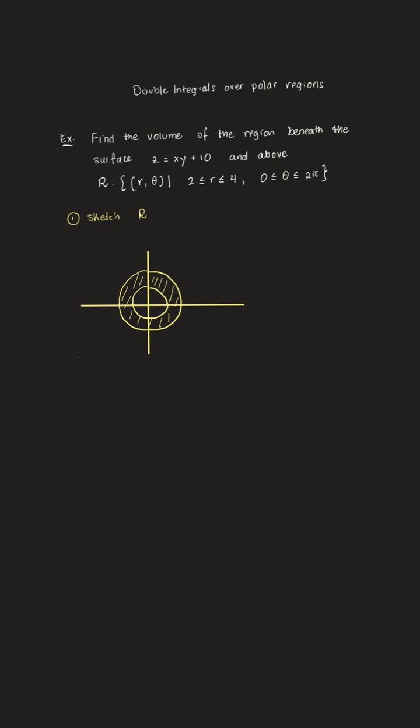And our surface is above this region. So we have 2 less than or equal to r less than or equal to 4, and theta between 0 and 2 pi. Our second step is to change our function to polar coordinates. So let's do that. So let's change z, or f of xy, to polar coordinates.